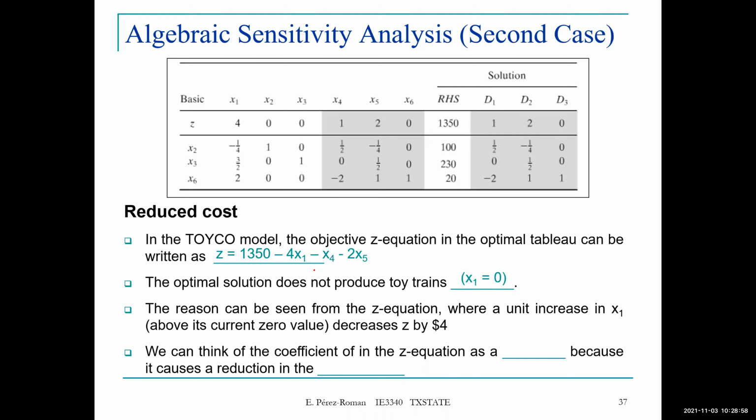The reason can be seen from the Z equation, where a unit increase in x1 decreases Z by $4. We can think of the coefficient of x1 in the Z equation as a unit cost because it causes a reduction in the revenue.